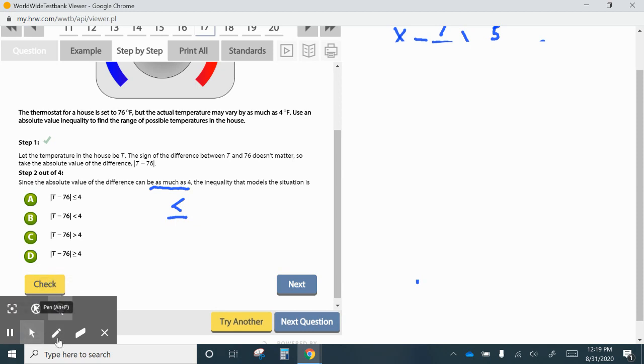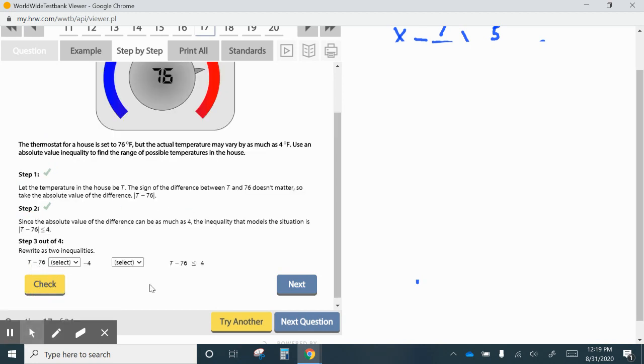So we know because of that, we know it's not D. We know it's not C. It could equal 4, so it's equal, so here's A. Okay, so T minus 76 is greater than or equal to negative 4. Now, going back here, it's a less than statement, so it's an and. That right there tells you it's an and statement. Okay. T minus 76 is less than or equal to 4.